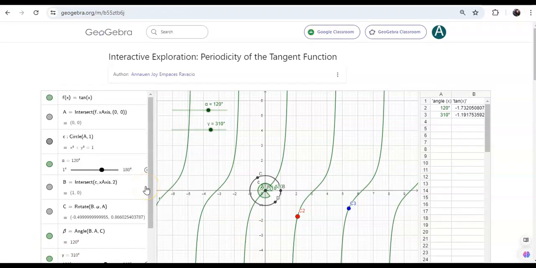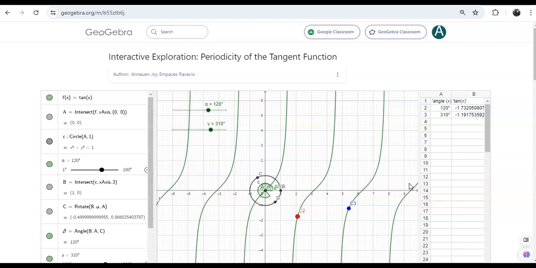Good day everyone, and welcome to the fifth video in a series of videos illustrating the range of the tangent function. In this video, we will discuss the concept of periodicity as a property of any of the trigonometric functions. So what does it mean for the tangent function to be periodic? Let's discover the characteristics of the quadrants where the tangent function has equal values.